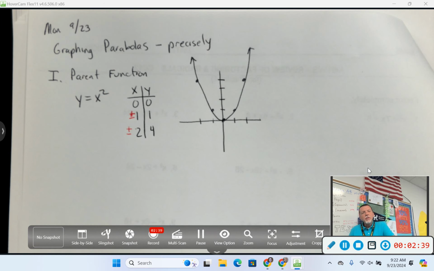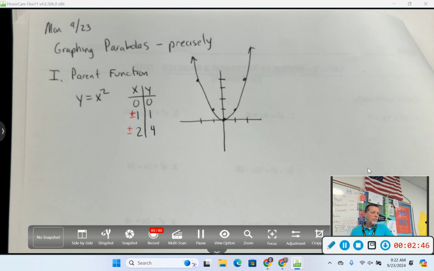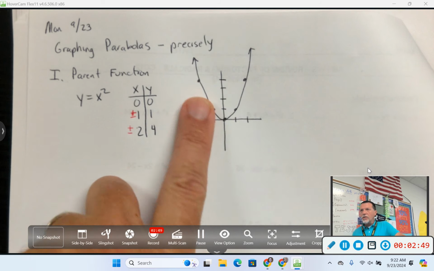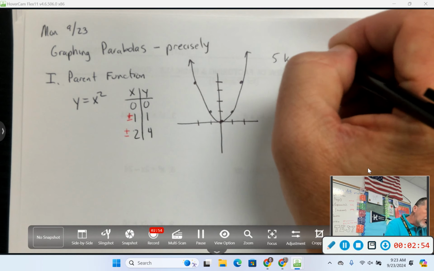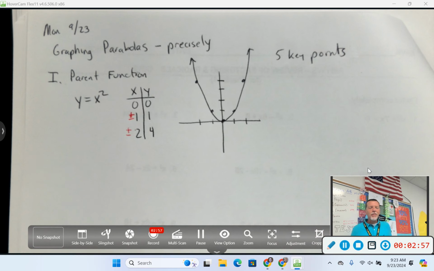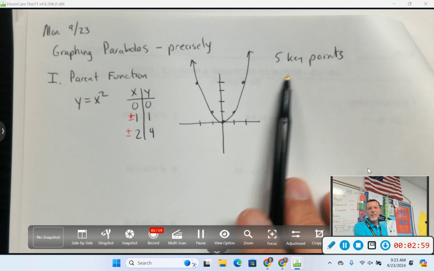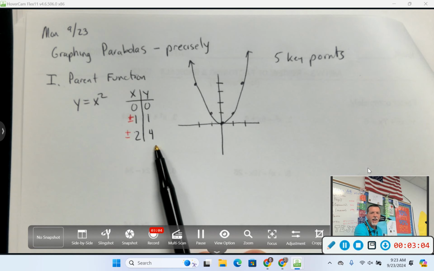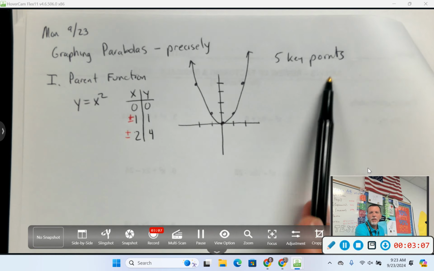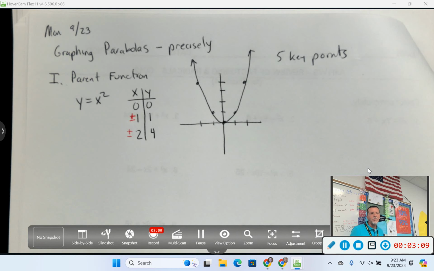So we knew it was going to be a U, but now we have an accurate, precise U going through 5 key points. And I want to see those 5 key points when you're graphing today. Now, as you'll figure out, it's not like you've got to plug in 5 things. You're going to find the vertex pretty easily, and then you'll just go 1, 1 and 2, 4 on either side. So you end up with 5 points, but you're not doing 5 different things to get them. The vertex gives you one of them, and then it's just 1, 1, 2, 4.